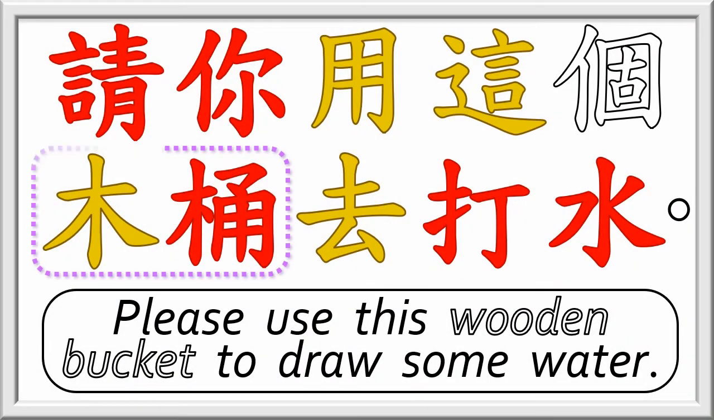As a measure word, a bucket of water would be written as 一桶水. A wooden bucket still requires the separate character for wood, 木桶. 请你用这个木桶去打水. Please use this wooden bucket to draw some water. Notice that most versatile of verbs, 打, in the expression for drawing water from a well, 打水.